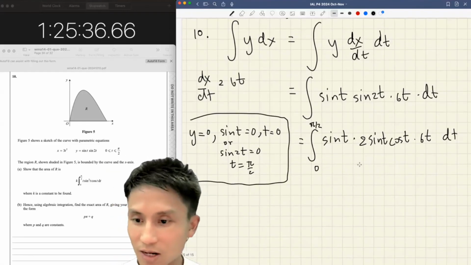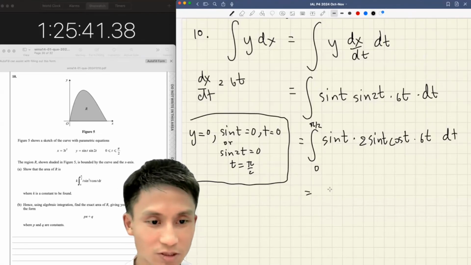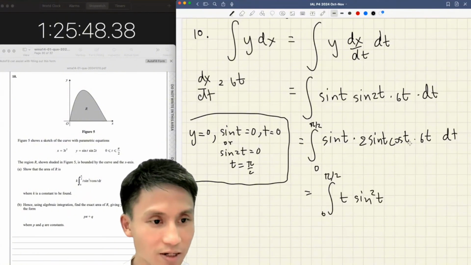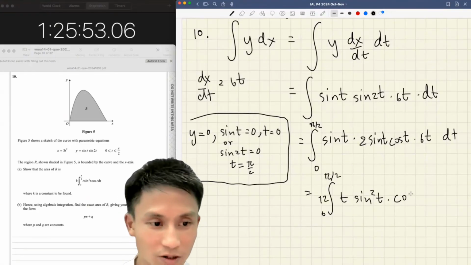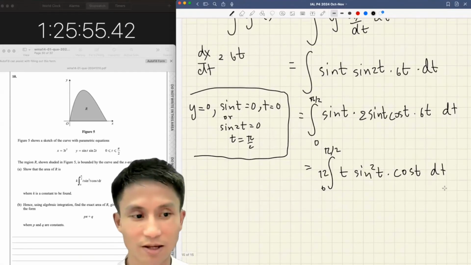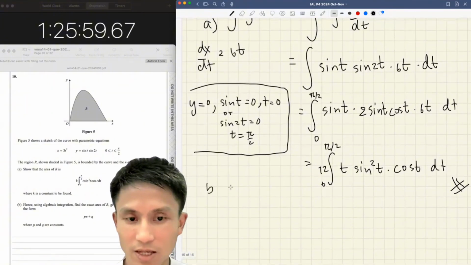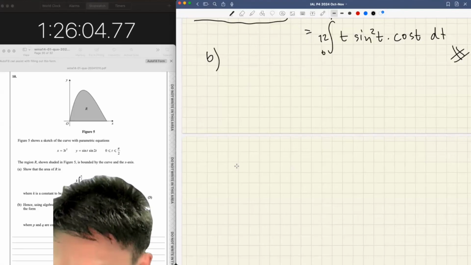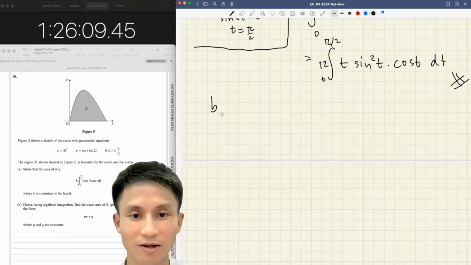If you multiply that all out, k is a constant to be found, so we have another t there as well. So just tidying everything up here. So t in front, we have sine squared here, and 6 multiplied by 2, we get 12 out here, and then 1 cos here and dt. So that's fine, as required for A. For B, hence using algebraic integration to find the exact area. Exact area, guys, that's fine.